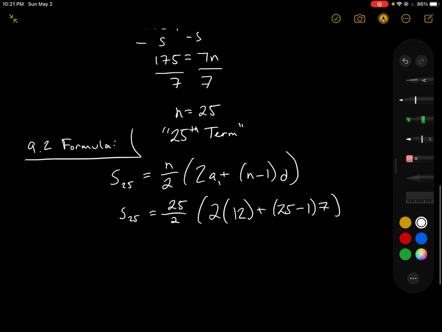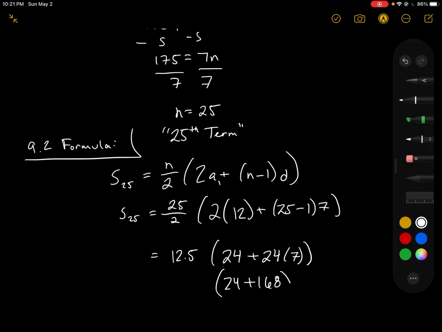We know that our first term has not changed. It's still 12. We know n is 25 now, and our common difference is still 7. So working through this, we'll get 12.5, 24 plus 24 times 7.